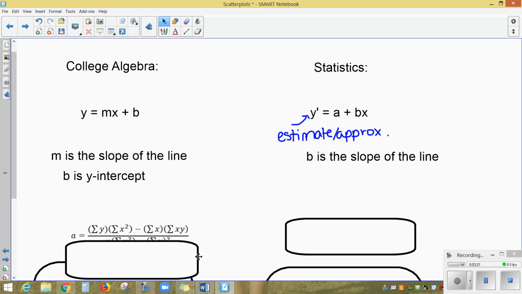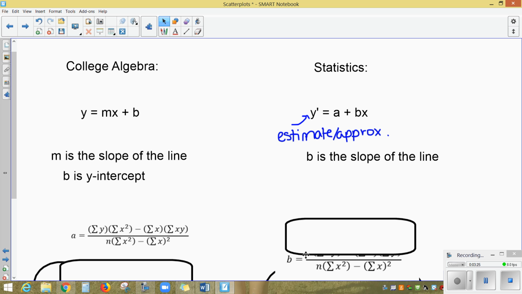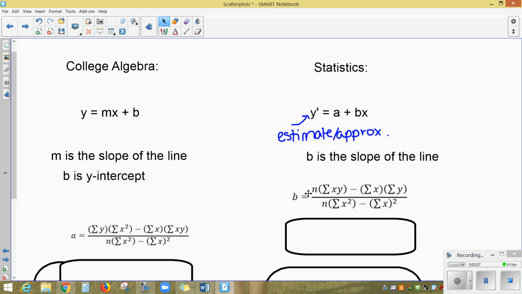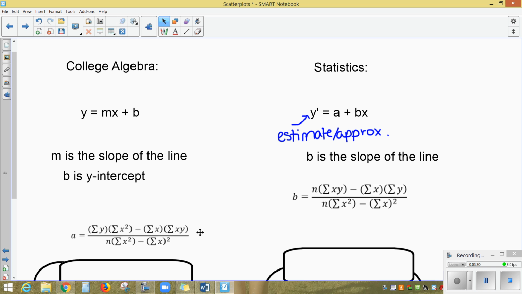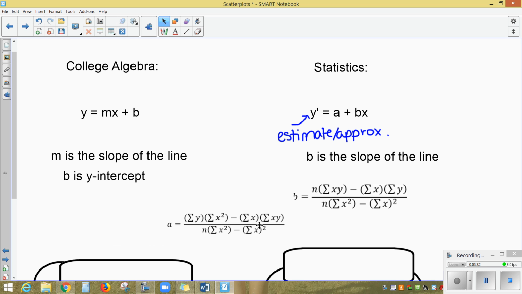Now the formulas for a and b are kind of nasty. But the good news is they use all of the same values that we had to use when we were finding Pearson's r and going through the other stuff that we've already done. From our data values, we should have x squared columns and xy columns and y squared columns and the like. So we don't have to find any new values if we've kept our data as we're progressing through the problem.